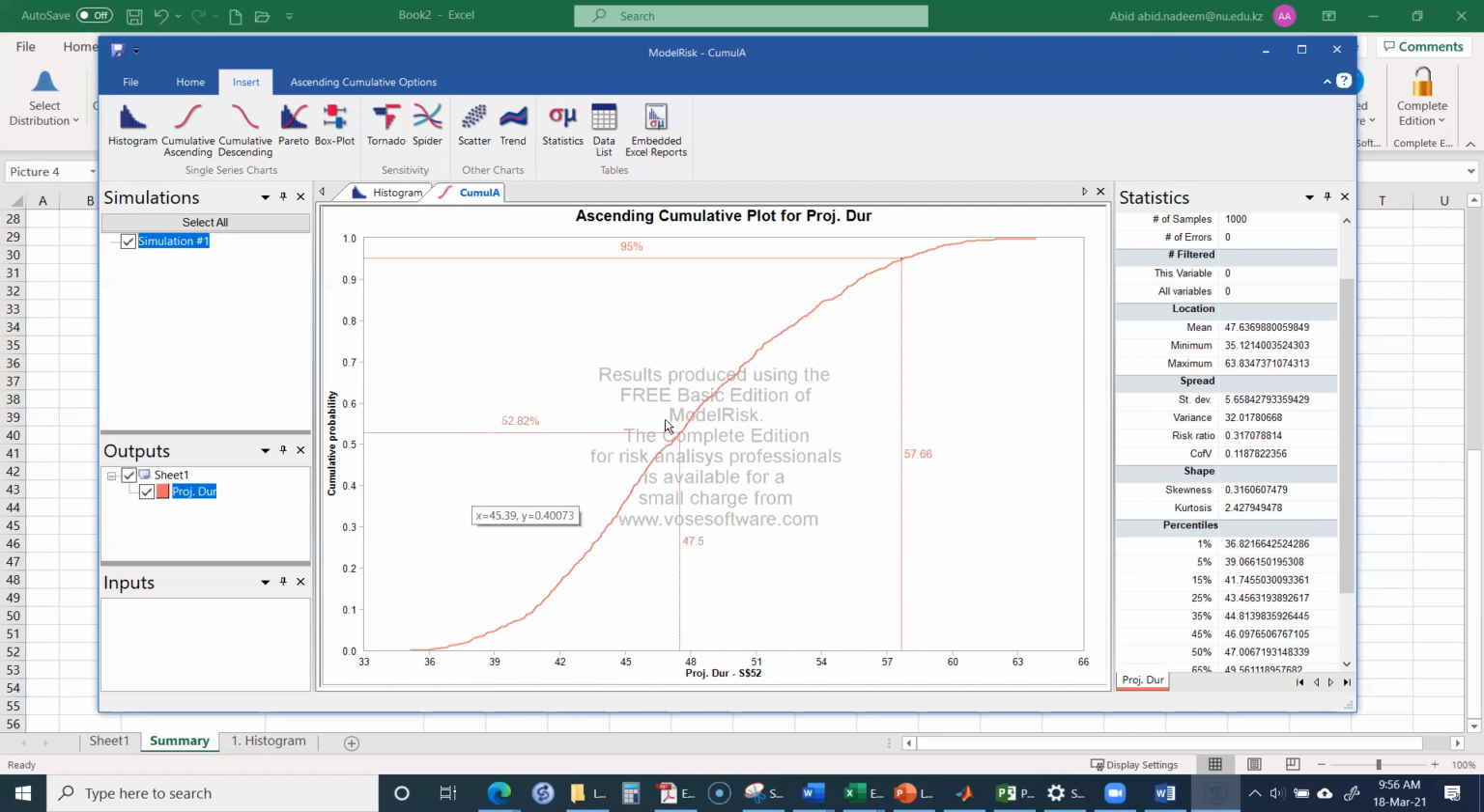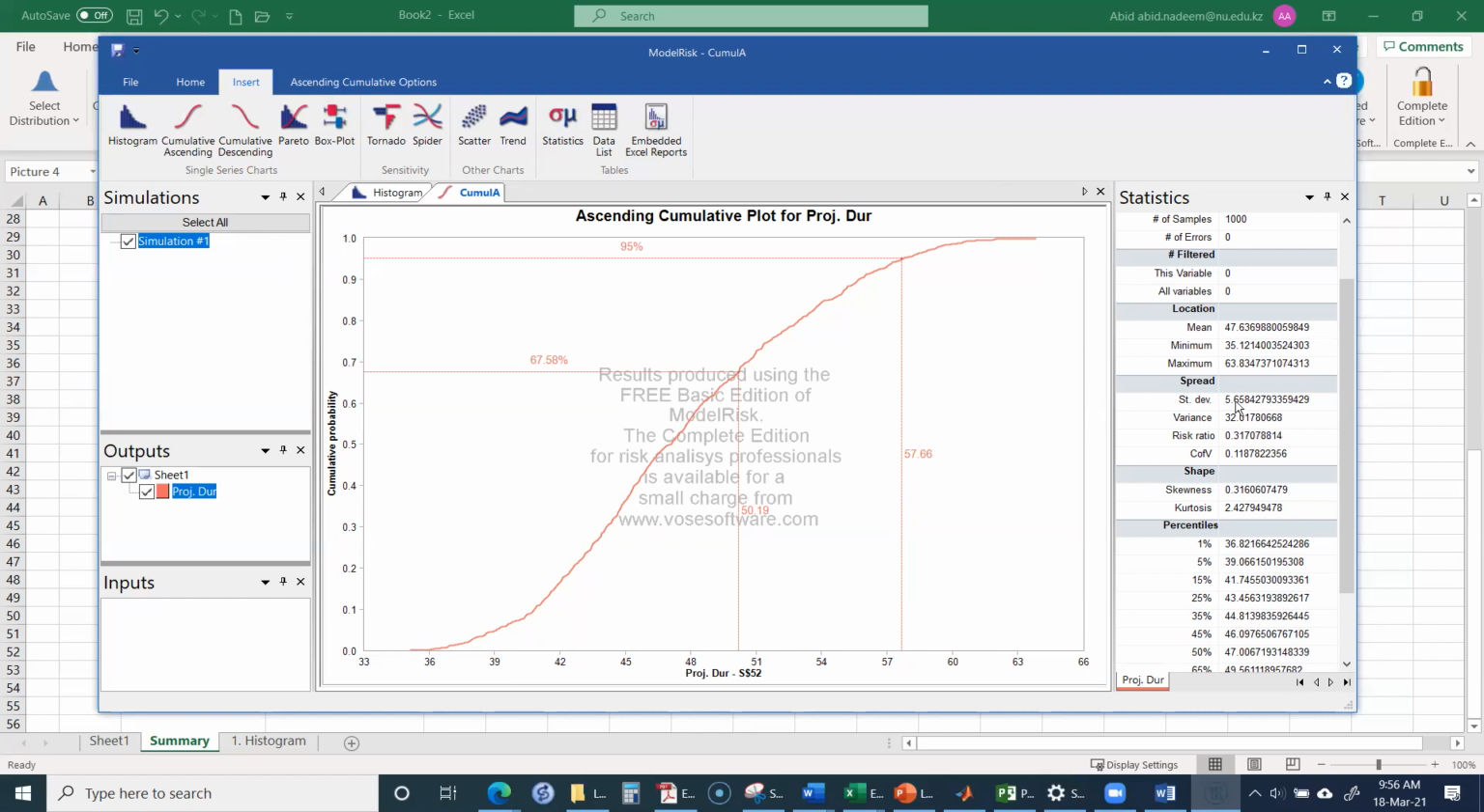So yeah, in this case, you can also have this. Okay, so there is a 95% chance that the project will finish in 57.6 days. So that means if you want 95% confidence that a project will finish, you should report that the duration of the project will be 57.66 days in this case.